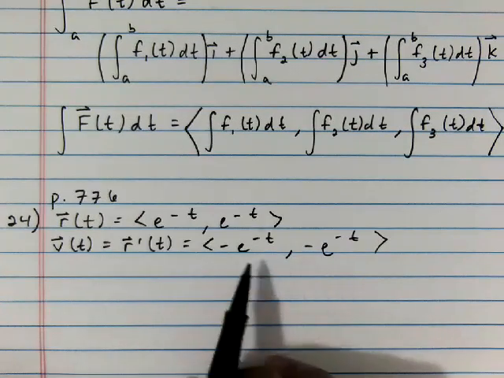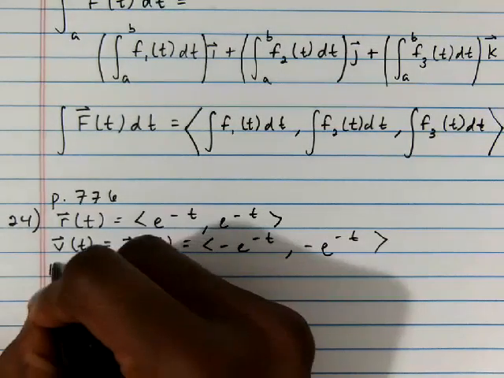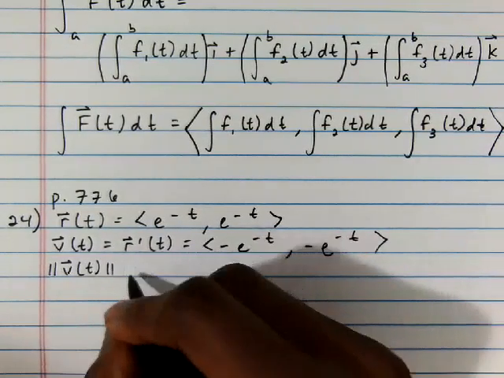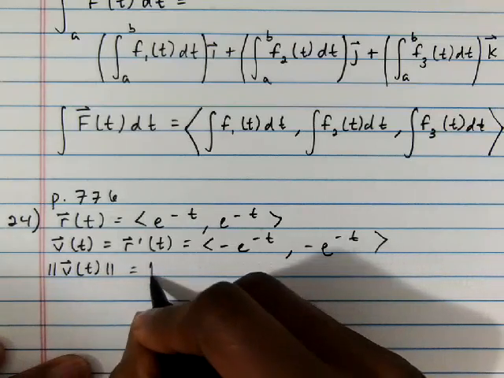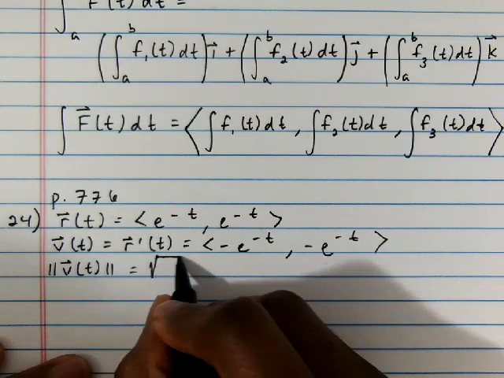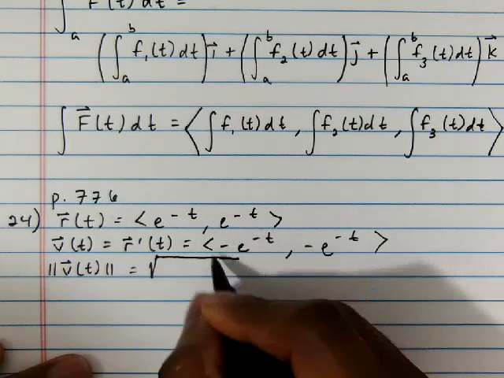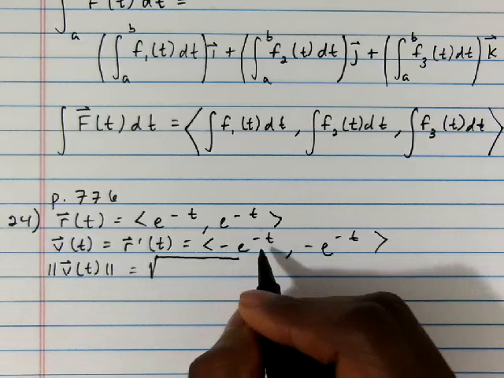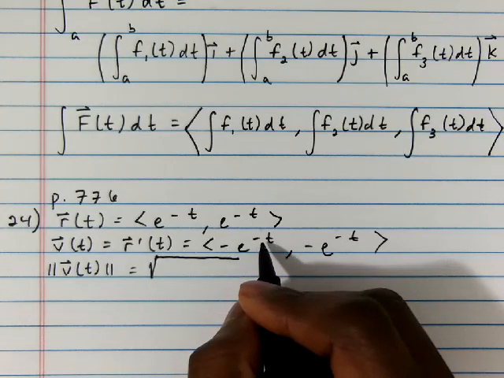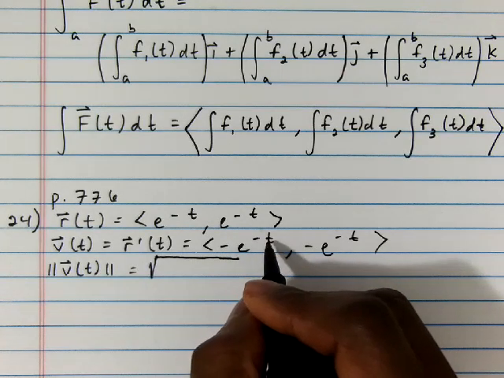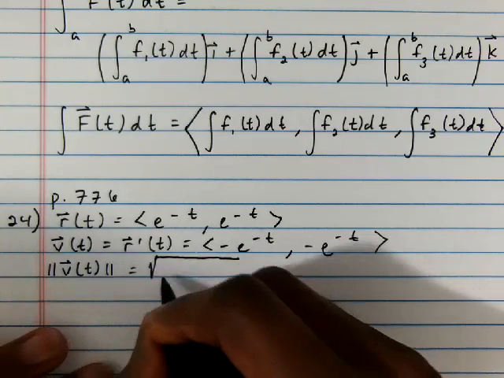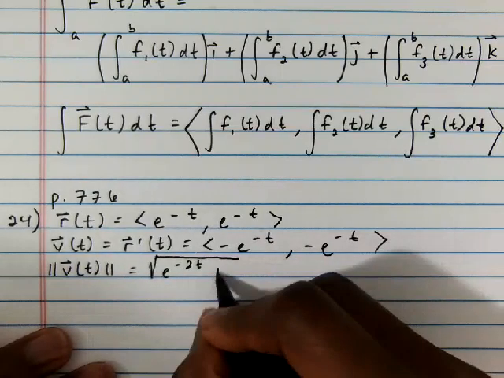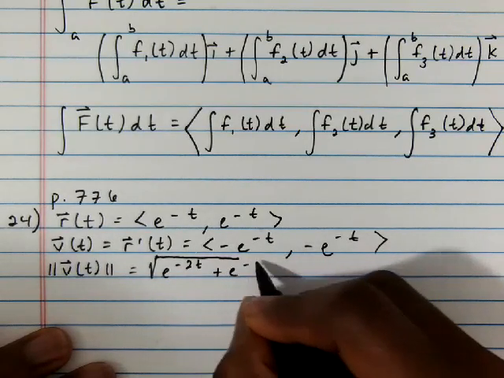And don't let the fact that you have t's in there deter you. You still do things the exact same way as you usually would. So this equals the square root of this first component squared. And we square that where the negative times the negative is going to go away. And then we're going to have e to the negative 2t there from squaring this. This is e to the negative 2t. And then same thing here, plus e to the negative 2t.